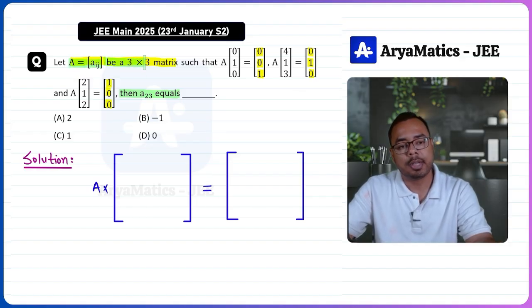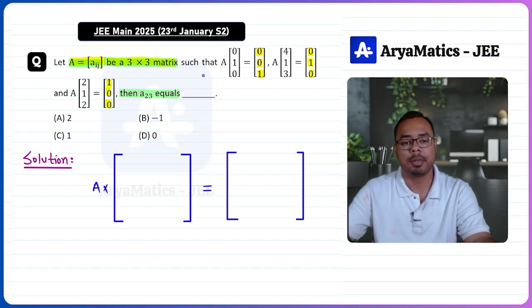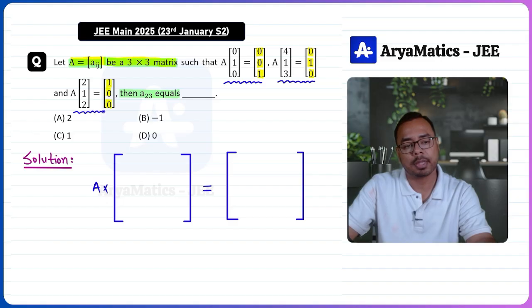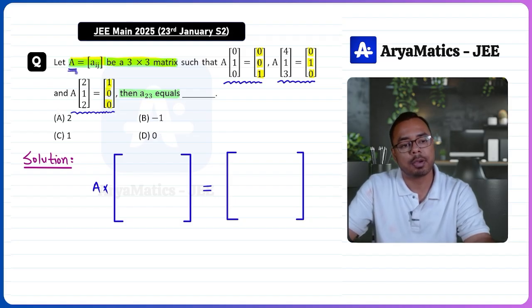Now, the general method of solving this problem is to start with a general 3 cross 3 matrix, and then using these equations we have to find the elements of matrix A. But there is another much easier method of solving such problems, and these types of problems are very common in JEE Main, where you have one unknown 3 cross 3 matrix A, and then there are three matrix equations and something related with matrix A is asked in the problem.